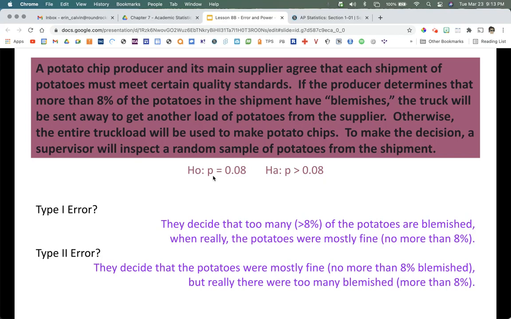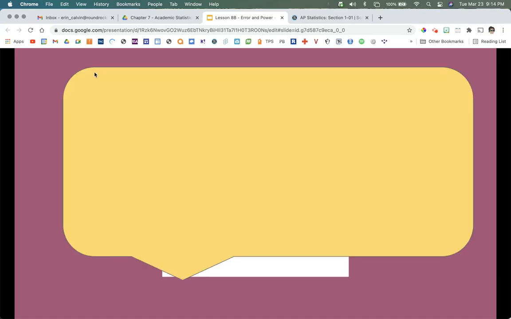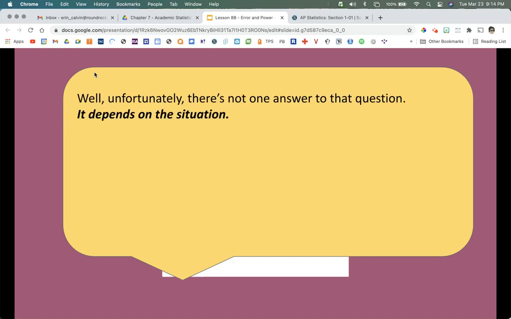A quick way to remember it, besides false positive, false negative: type 1 is when we think there's a change, we think there's an effect, but there's not. Type 2 is when we think nothing changed, but actually it did. We think there's no effect, but actually there is an effect. So a lot of times people will ask the question, which error is worse? And if we had an answer to that question, we would obviously minimize type 1 all the time. But in reality, there's not really one answer to that question. It really depends on the situation.